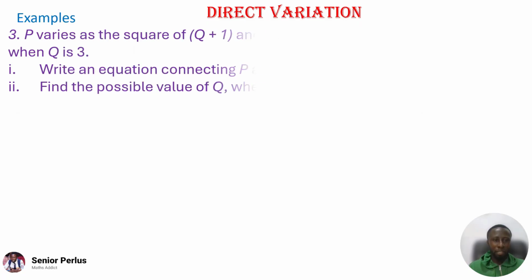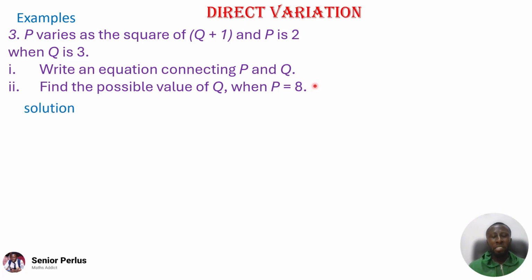Another example, the third example on direct variation. P varies as the square of Q plus 1, and P is 2 when Q is 3. Write the equation connecting P and Q. Find the possible value of Q when P is 8. Very simple solution.